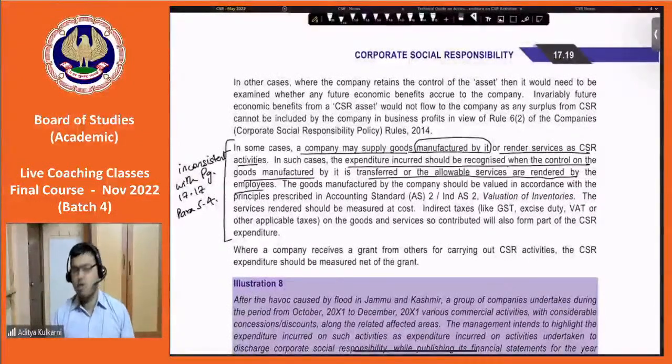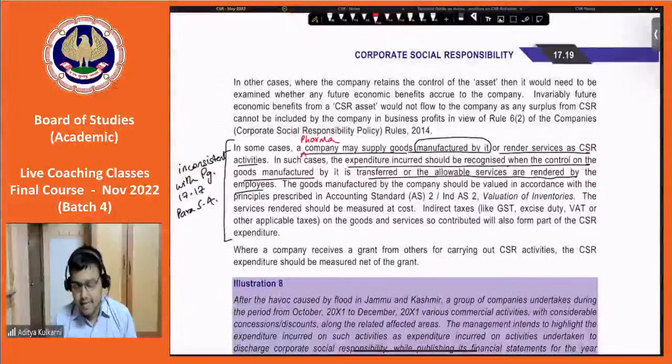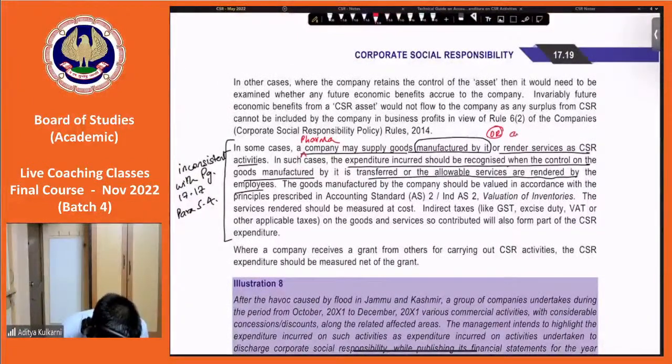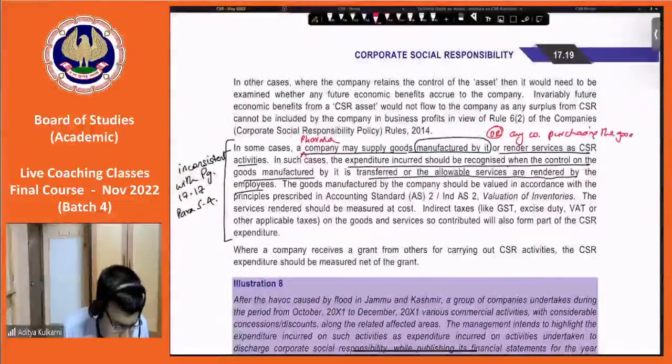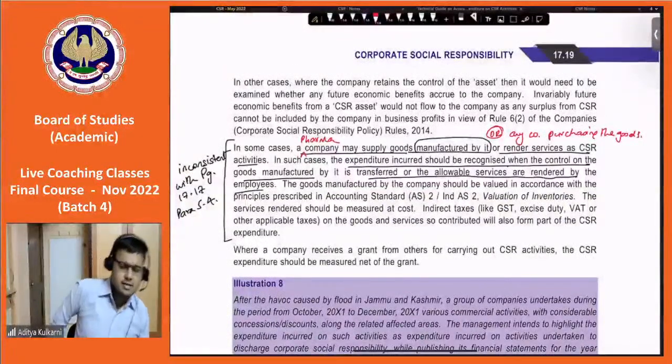5.4. It is inconsistent. So how will you interpret it? Well, you can interpret it in either two ways. It will either mean a pharma company manufacturing the goods by itself, or it will mean any company purchasing the goods. Purchasing the goods, not manufacturing. So that is the inconsistency which is there here. If a pharma company manufactures and distributes, it is CSR. If a company buys and distributes, it is CSR. But any company manufacturing and distributing those goods cannot be CSR. So that is the inconsistency.